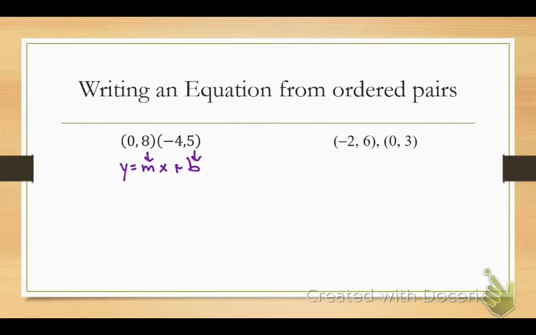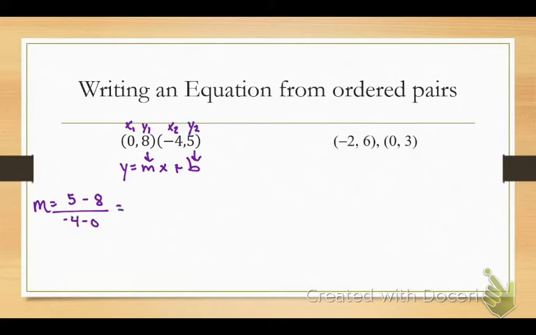Okay, so M equals, what did you subtract in the numerator? 5 minus 5. Okay, so y2 is 5 minus y1, which is 8. Does it go x1, y1, or y1, x1? The sequence goes x1, y1, x2, y2. Okay, so what do I subtract in my denominator? Negative 4 and 0. Okay, negative 4 minus 0.